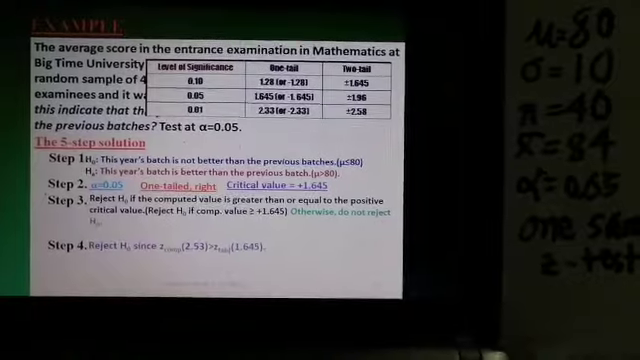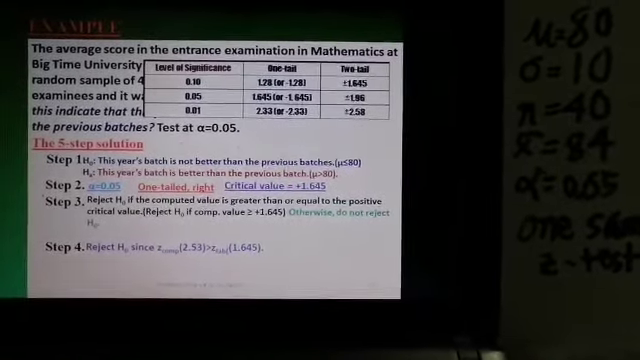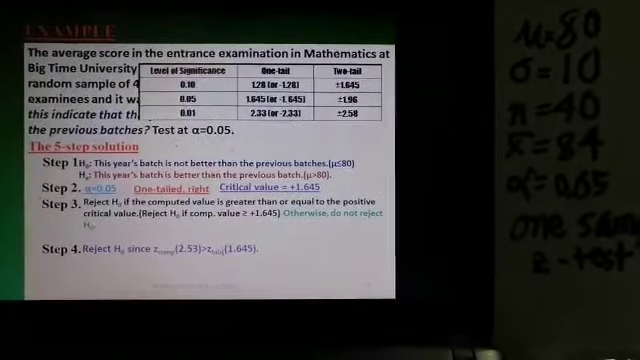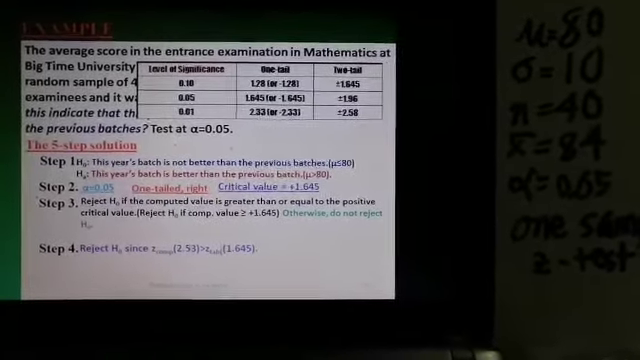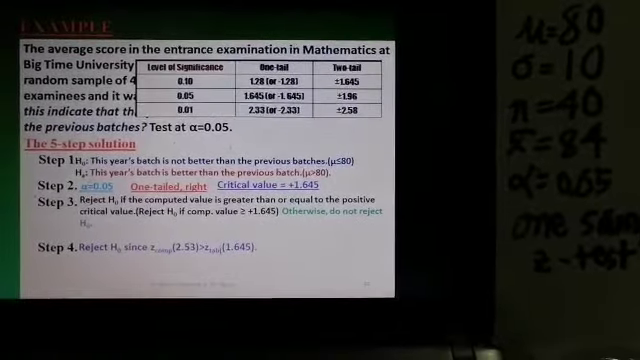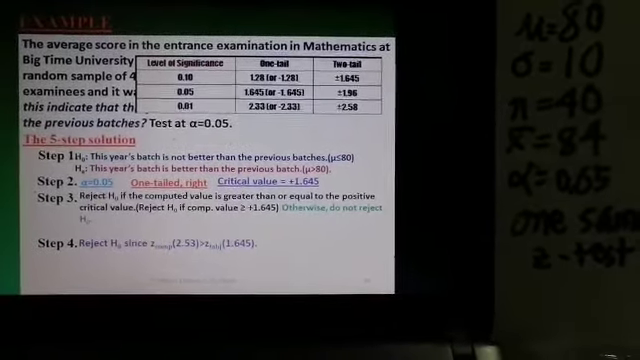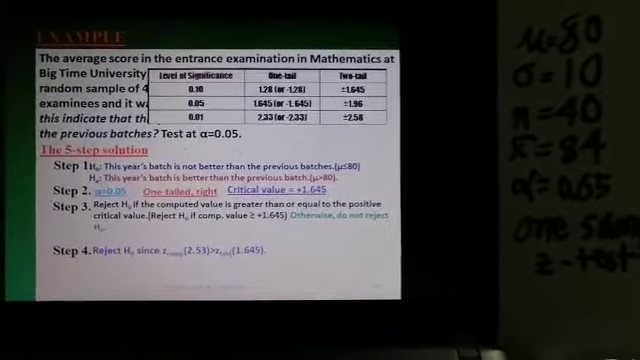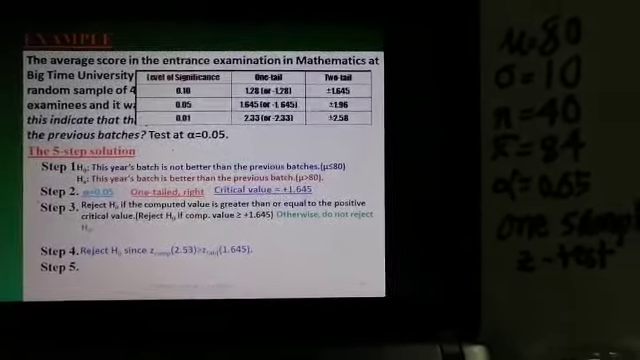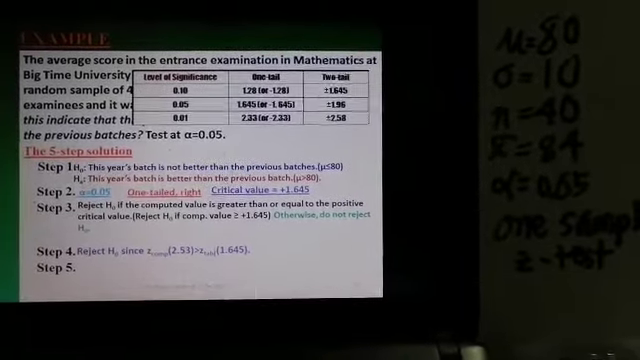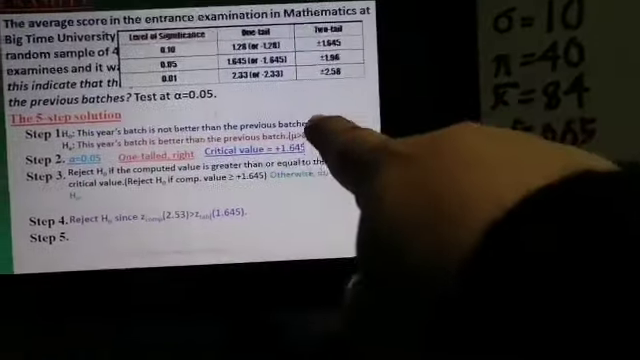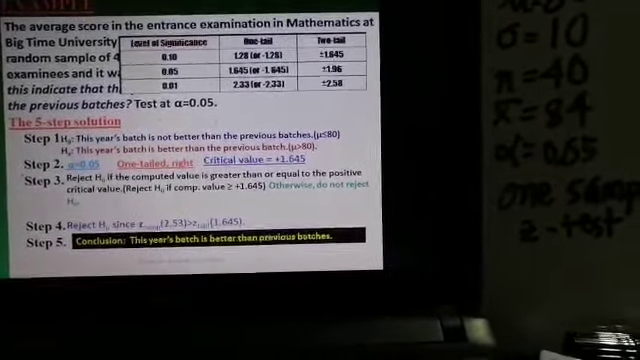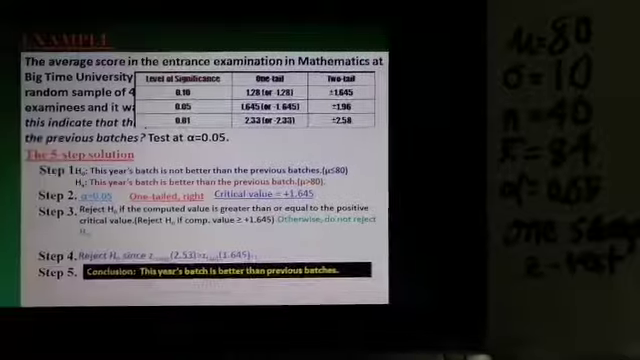And for the fourth step, again, you will compute the same value, 2.53, because you are going to use the same formula. So if 2.53 is greater than 1.96, then it would be greater than 1.645. So we again reject the null hypothesis. If we reject the null hypothesis, then what is true? HA. So this year's batch is better than the previous batches.